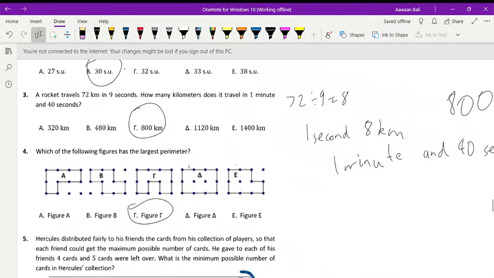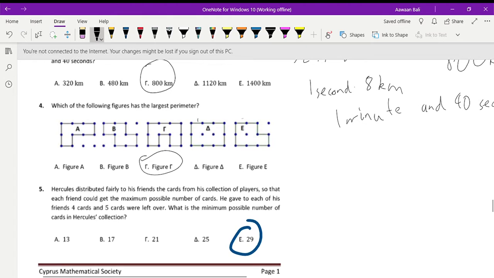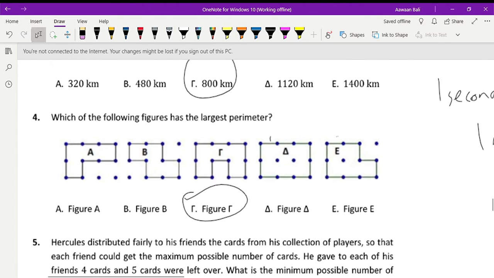And we get 800 kilometers because when we're talking about 100 seconds, we have to multiply both sides by 100, like a ratio, 1 is to 8. So if you multiply both sides by 100, 100 is to 800, basically. Okay. Now, so the answer is gamma.